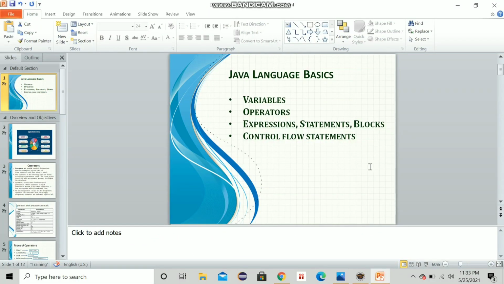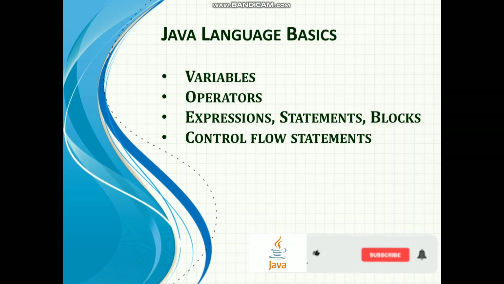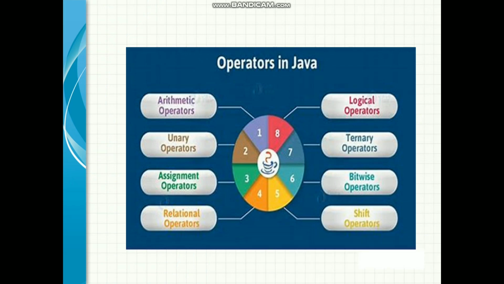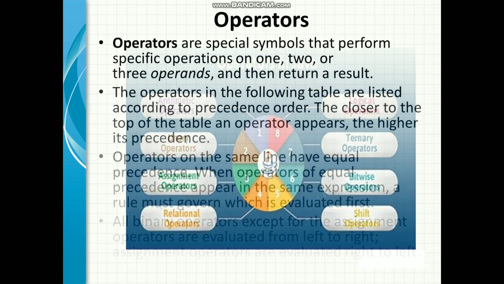I'm Rekha, and in the previous session I discussed variables, data types, and literals. In this session today I'm going to discuss operators. These are the different types of operators in Java: arithmetic, unary, assignment, relational, logical, ternary, bitwise, and shift operators. These are 8 operators.